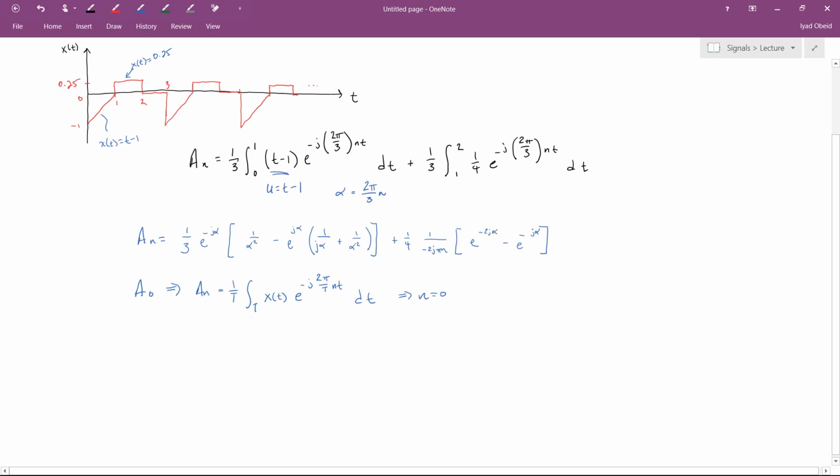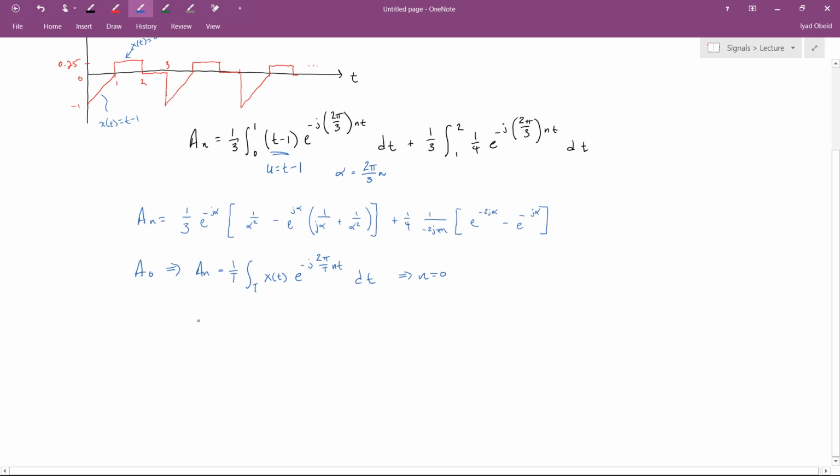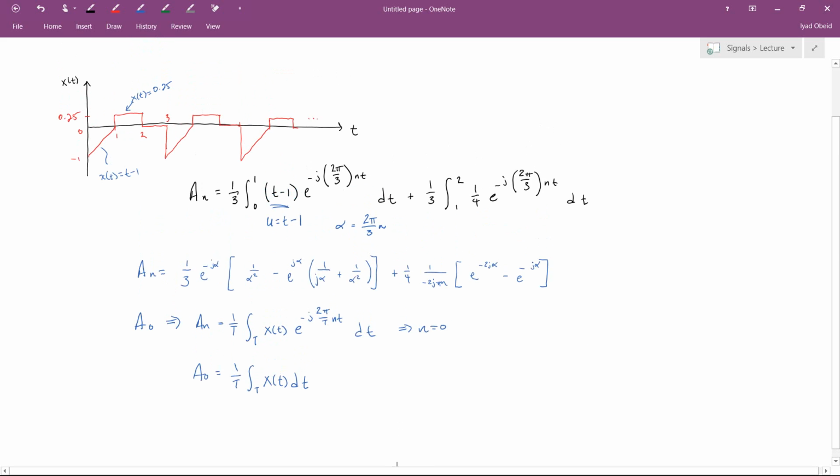And when you do that, for any periodic function, a sub 0 becomes the average value over one period. Okay, you integrate x over one period and divide by T. So in our case, although our function's a little bit grisly, we can actually calculate the integral over one period by inspection. Okay, if we want to integrate it, first we find this area, which is negative 1/2.